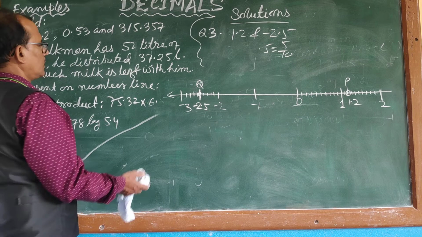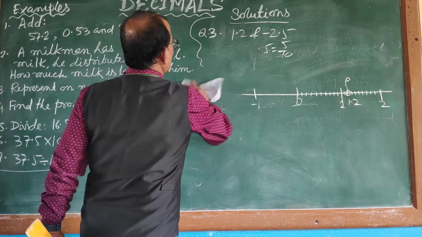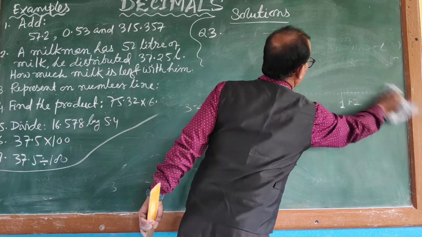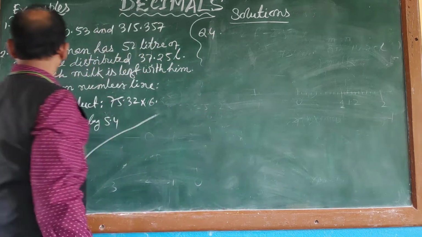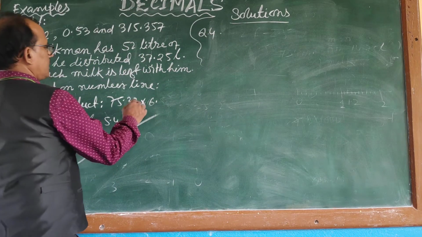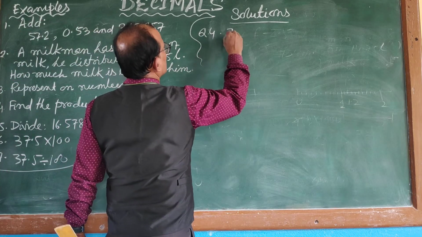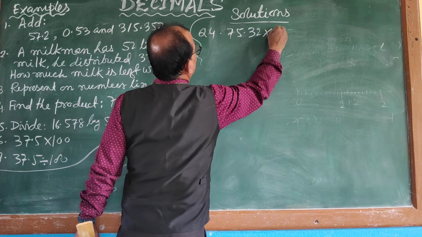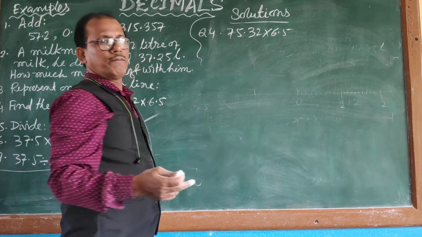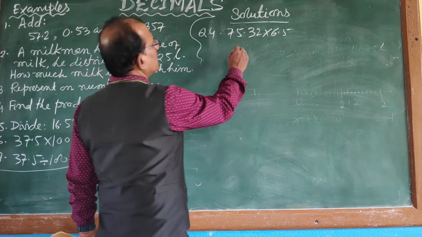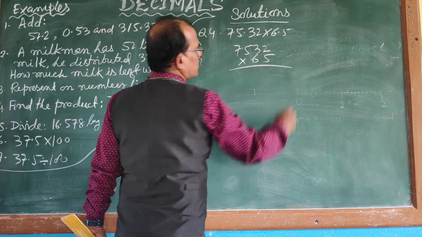Now, how will you find out the product of decimals? That is very, very important. Multiplication, how will you do it? Multiplication and division of decimals are very, very important. Pay attention. See, I have taken 75.32 multiplied by 6.5. Children, before doing multiplication, you multiply the numbers without the decimal. Without the decimal, you do the multiplication first.